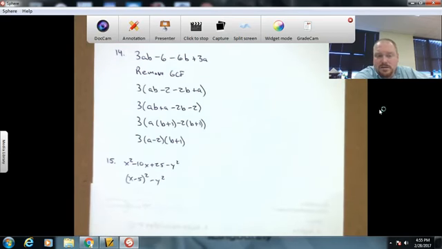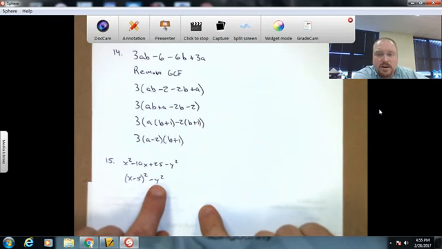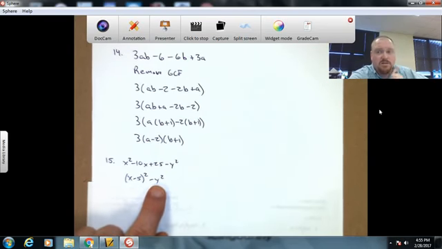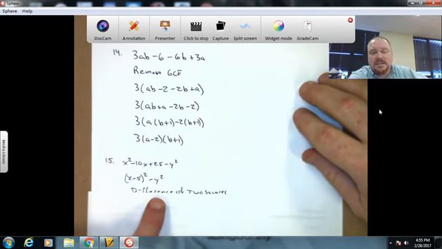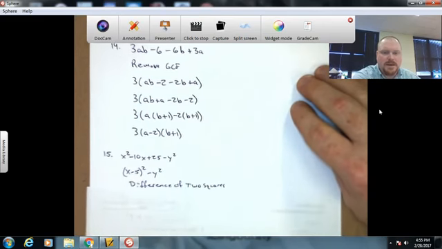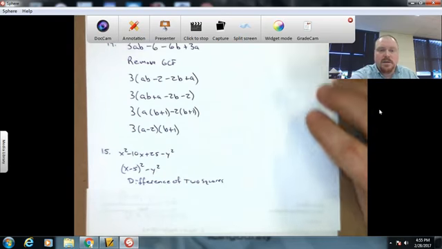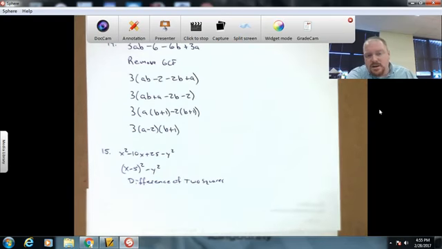So now I have something squared minus something squared. I don't care what those somethings are. They're squares. Because of that, I can take the square root, which means this is the difference of 2 squares. So, because of that, I already know how to write it. First term plus the second term, first term minus the second term.